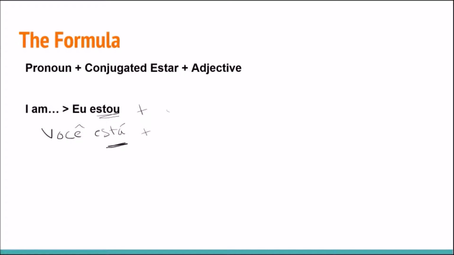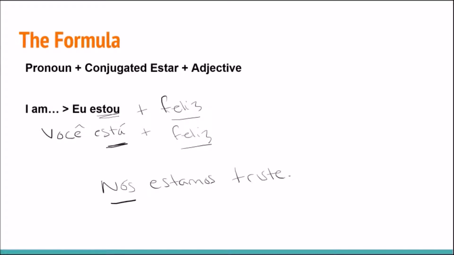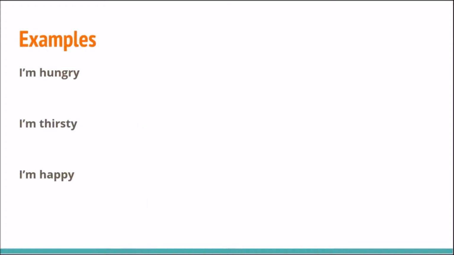So let's do happy. Feliz, right? Eu estou feliz. Você está feliz. I am happy. You are happy. Very simple formula. Let's do one more example. Nós estamos triste. We are sad, right? So, pronoun, conjugated estar, adjective. Very simple formula.